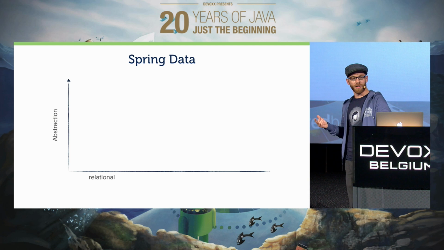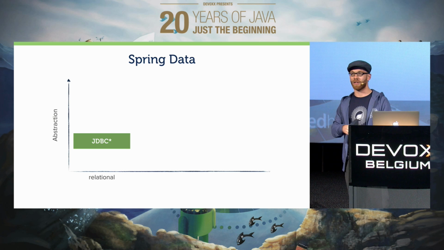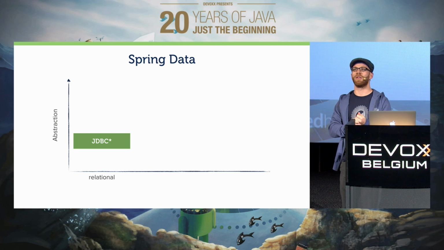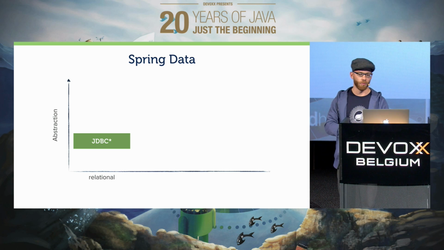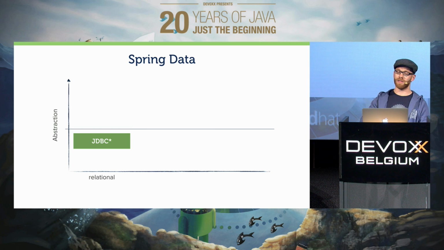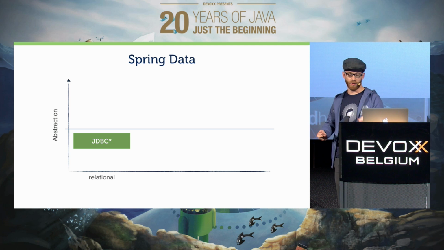On the different abstraction levels, you have JDBC on the relational side. So with the Spring framework, that's why I put the asterisk there, you already get a bit more than just JDBC support. Much improved JDBC support, I'd argue, with JDBC template, which takes a lot of the pain out of JDBC. And on top of that, you still do the mappings on your own.